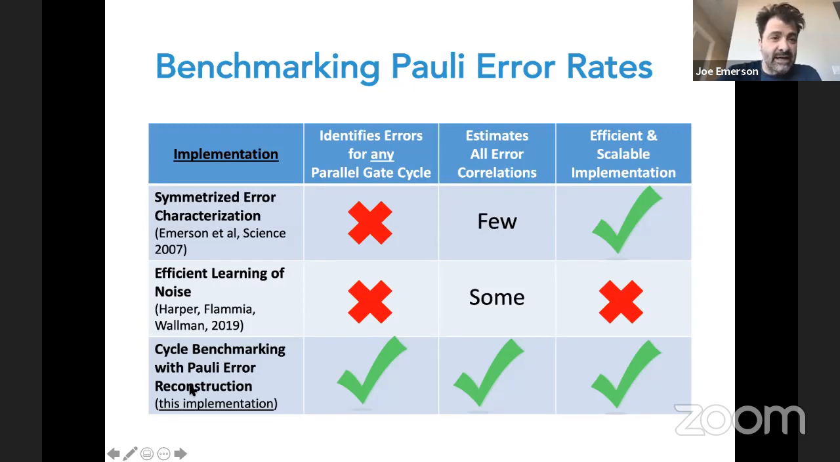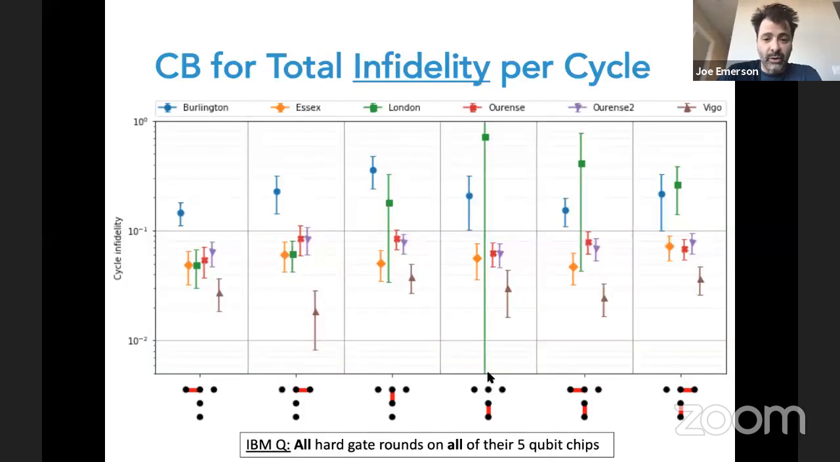But the point is the data I showed you today and the tool I described today identifies all relevant correlations. It identifies them for any gate combination of interest, and it's efficient and scalable. So we think it's the right tool going forward.